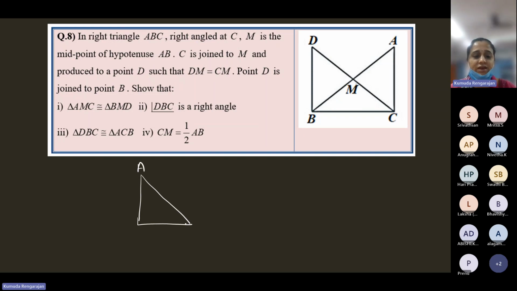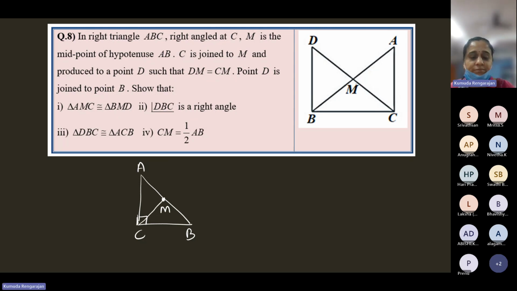So ABC is a right angle at C. In right triangle ABC, right angle at C, M is the midpoint of the hypotenuse AB. See, sometimes the diagram, the figure is not given, children. In that case, you'll have to read the question and draw the diagram. So in right triangle ABC, right angle at C, M is the midpoint of the hypotenuse AB. C is joined to M.